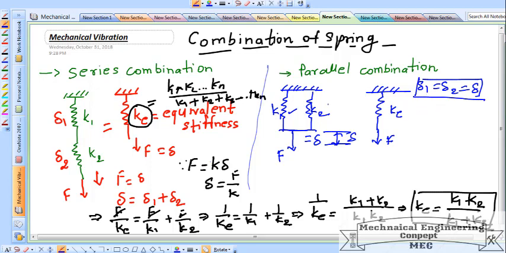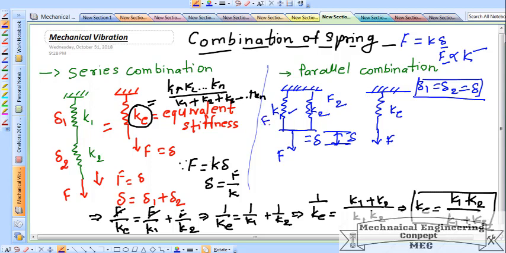So how do both springs have the same deflection? Each spring has a different force, because both springs have different stiffness. For the same amount of deflection we need a different amount of force, because F is equal to K into del. If del is constant, then F is directly proportional to K. If K changes, then F will change also. So for each spring, forces will be different.